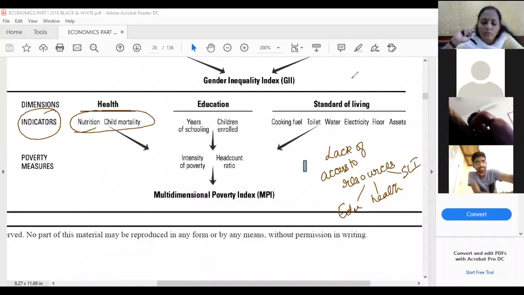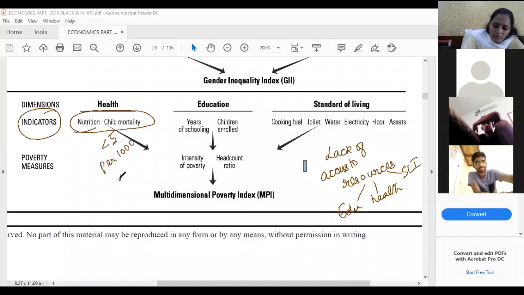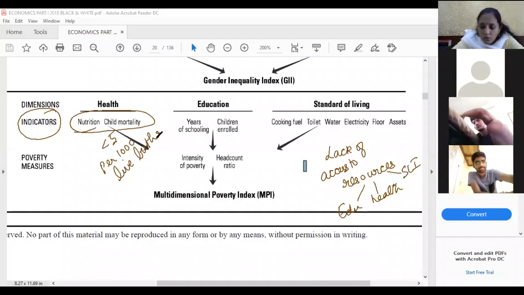Child mortality will be looking at the number of children less than age 5 who have died per 1000 live births. We had called MMR as per 1 lakh live births, whereas in case of child mortality, infant mortality, everything will be per 1000 live births. So that's two indicators. You have asked about health in a particular household.